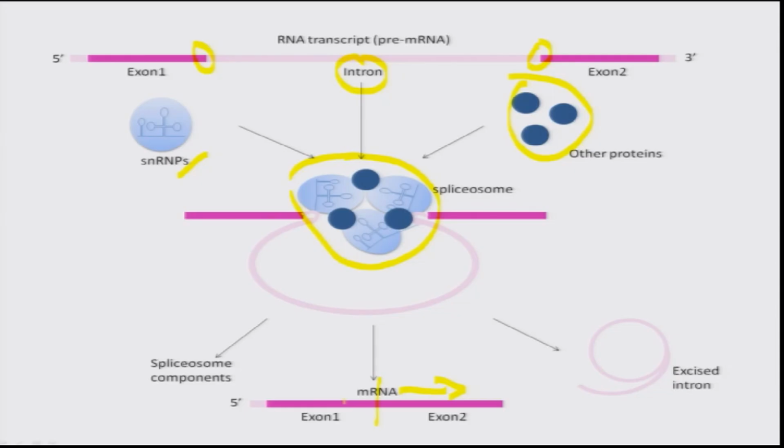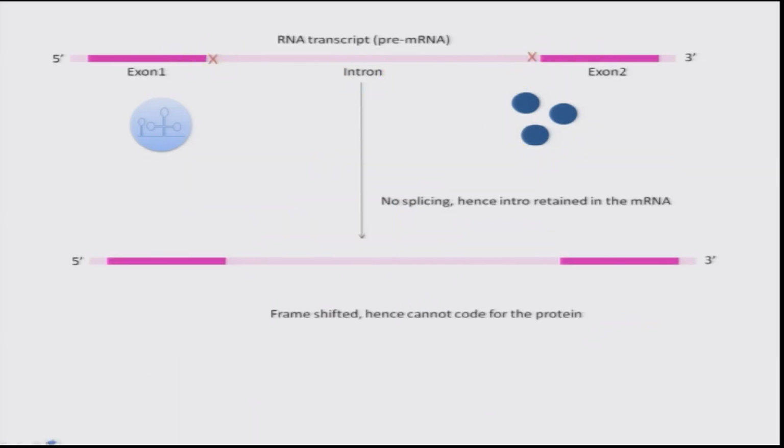And how does it really work? They identify sequences that are present even in the intronic region, and there are many elements even present in the exon, and they bind to these, and they know exactly where they have to cut the RNA and join together. So, it is a very elaborate mechanism. We will not get into the details.